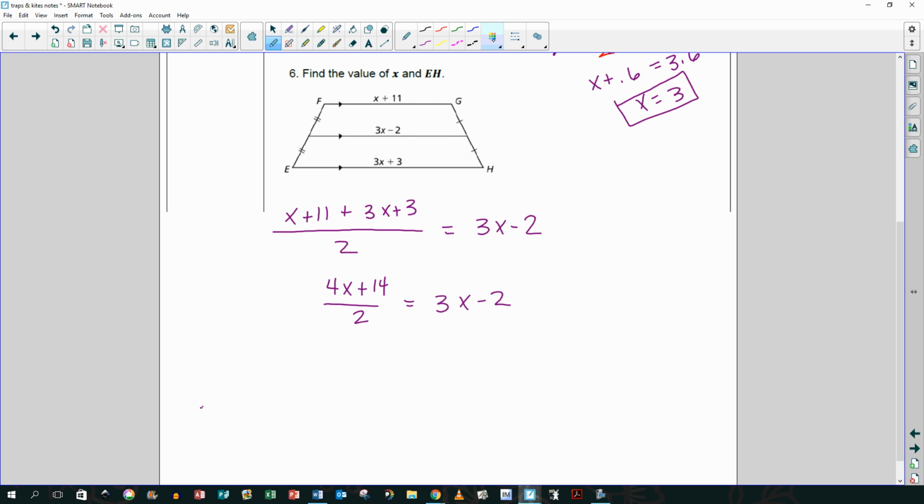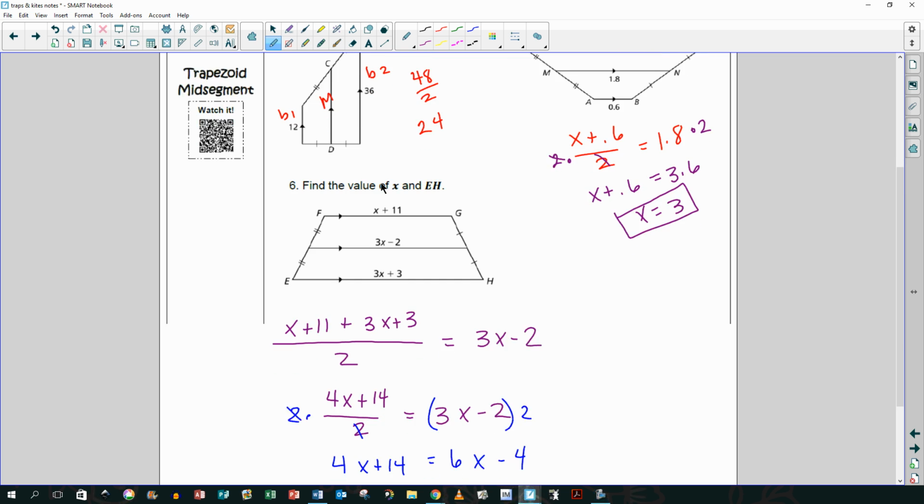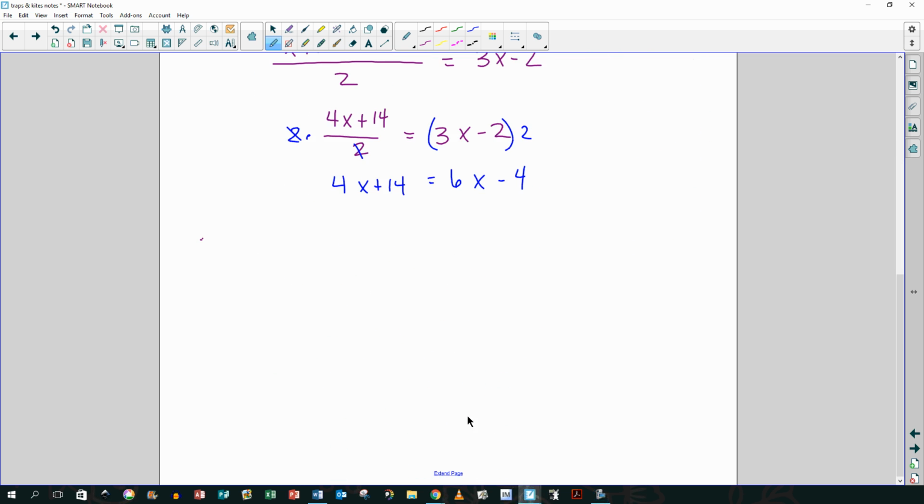So again, I'm going to multiply both sides by 2. So if I multiply by 2, it cancels. Multiply this side by 2. Now I've got 4x plus 14 equals 6x minus 4. Now you just do your basic algebra. So if I subtract 4x from both sides, what's 6x minus 4x? 2x. Add this 4 to both sides, what's 14 plus 4? 2 times what gives me 18? So x is 9.